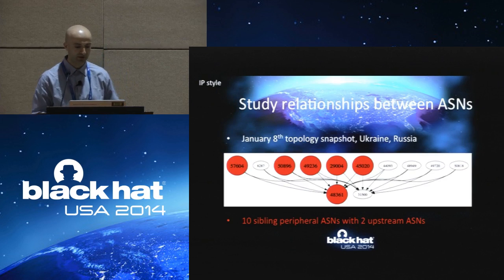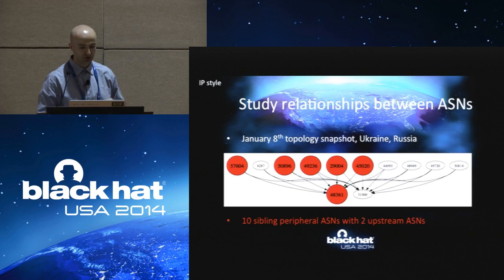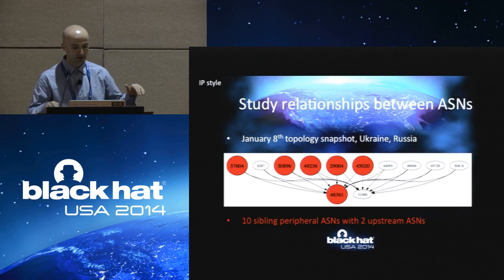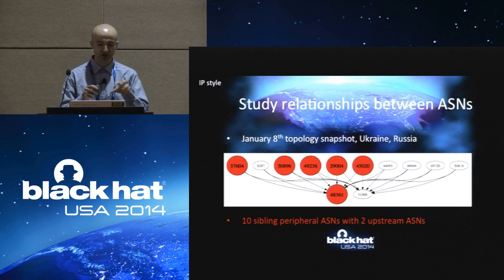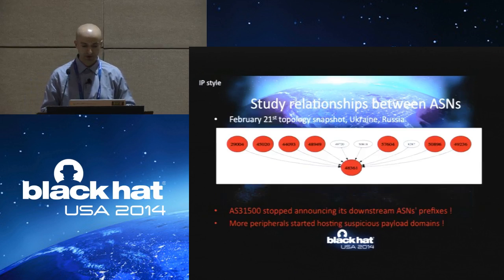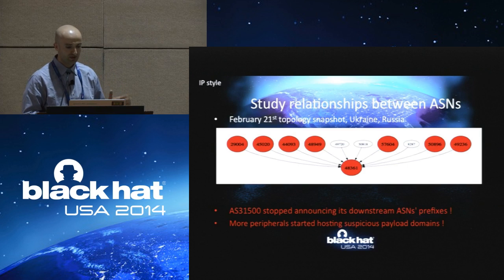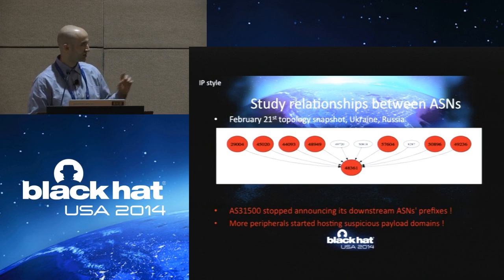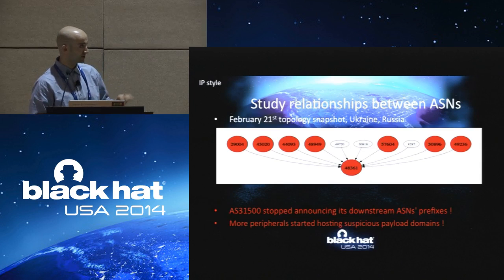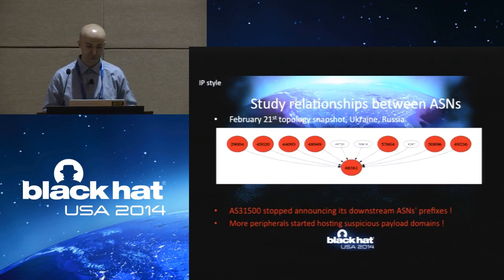Now we take a snapshot of such a structure from the Ukrainian-Russian IP space. And we see here we have 10 sibling peripheral ASNs sharing 2 upstream providers. Both siblings, both children and parents, are hosting some of the malicious payload. And then a month and a half later, we saw that the structure changed. One of the upstream providers detached itself. It stopped announcing the prefixes of the kids. And then more of the kids started hosting the malicious payload.